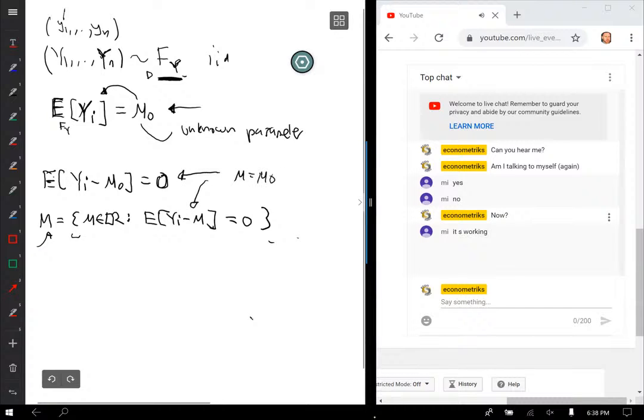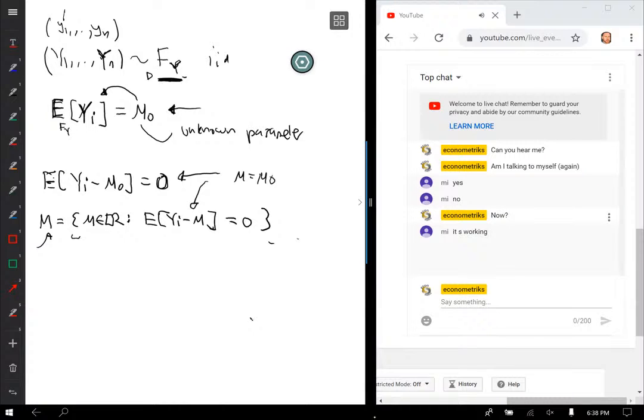So it's just a really roundabout way of saying that mu naught here is the value of mu that will set this equal to naught, and by definition it's the population mean, which we call mu naught, namely E of yi. So we can see in this case M, the set of all solutions to this moment condition, is just the singleton mu naught.